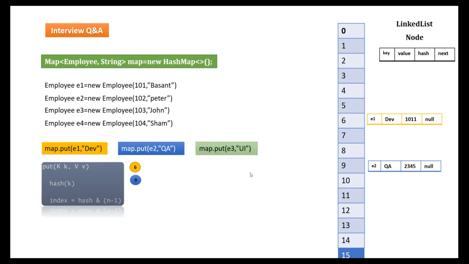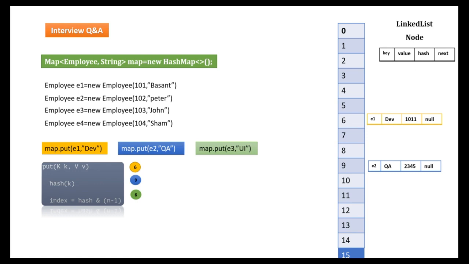Now the third time, let me try to add this e3, with some different string. Again it comes to the put method and evaluates the hash, then it finds the index. Coincidentally, let's assume that it finds the same index which is 6. Now if we go and check bucket 6, there is already one node. Now in the same linked list, or you can say in the same bucket, if you find multiple nodes, then that concept is called hashing collision.